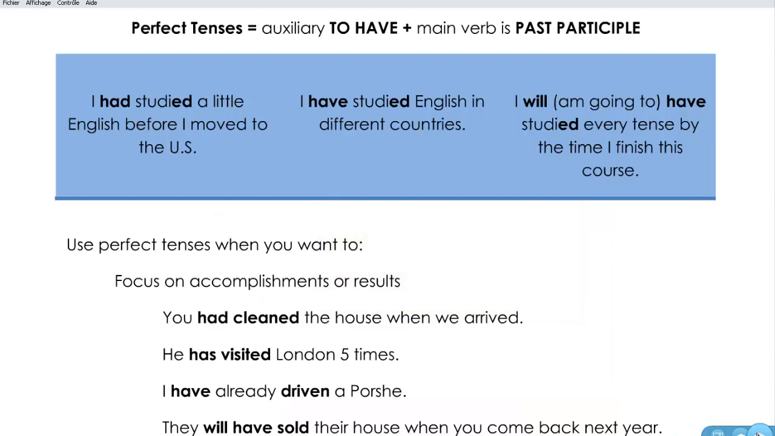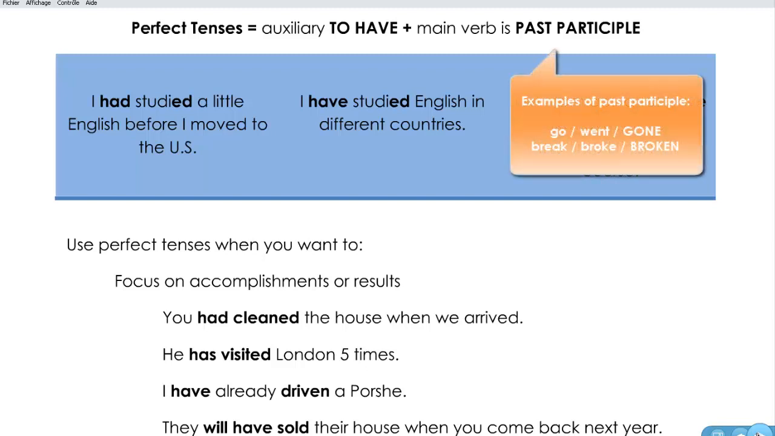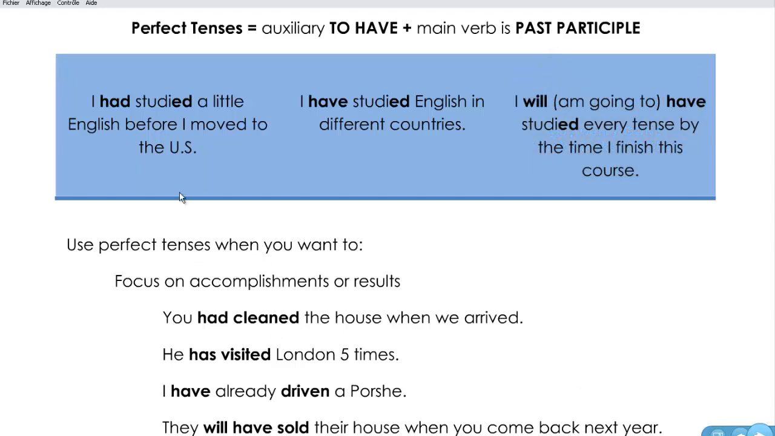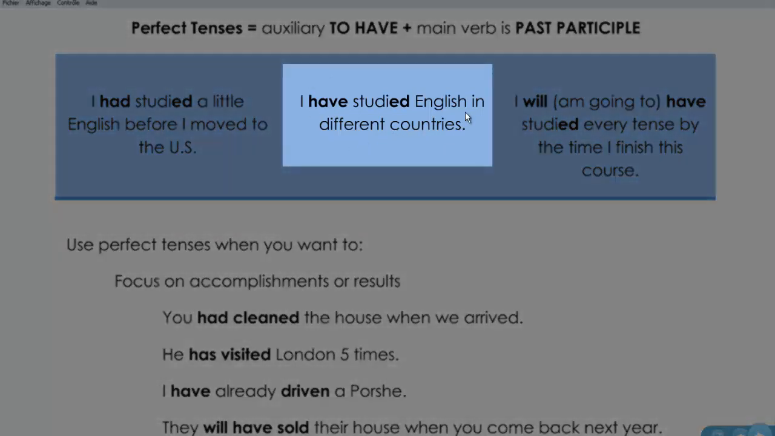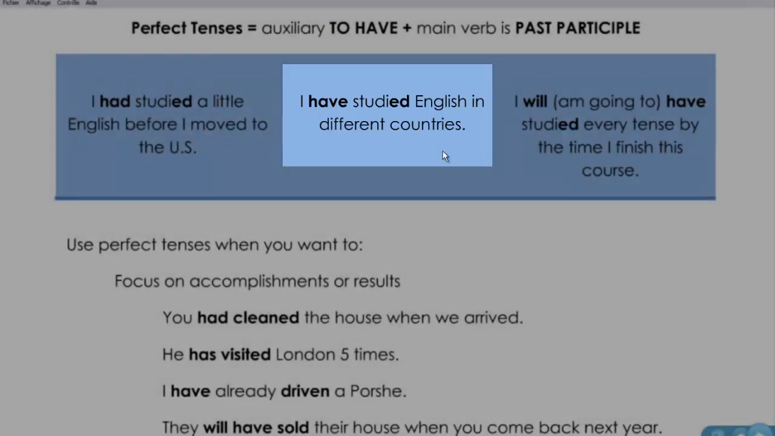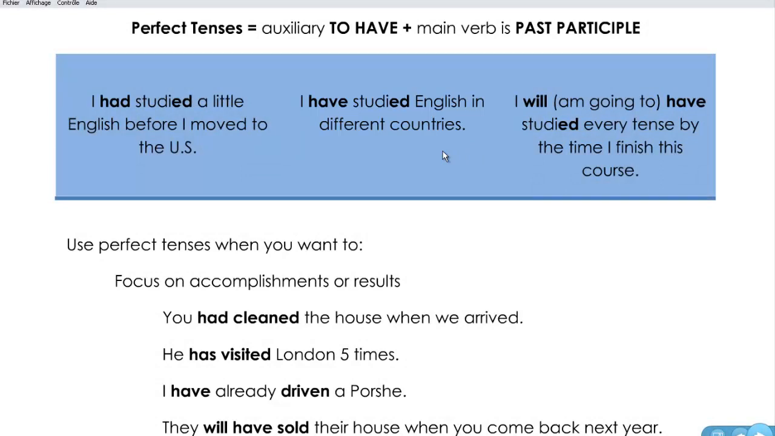Perfect tenses. So they are formed with the auxiliary to have plus the main verb, which is the past participle form of the verb. In the past, you're going to use the verb to have in the past. I had studied plus the past participle. In the present, I have studied English in different countries, and you also have the future one. But for you guys, you just need to concentrate on the present perfect tense, and it's just an introduction here that we're going to do.